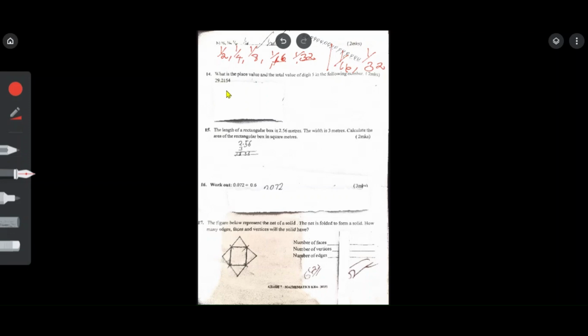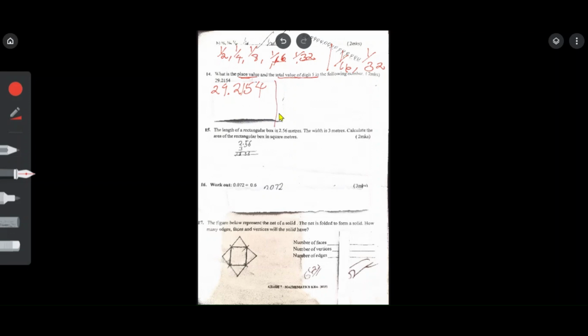The next one is what you have here. I believe this one is clear. You can read this number. This is 29.2154. We want the place value and the total value. Again, you want the place value and the total value of digit 5 in the following numbers.